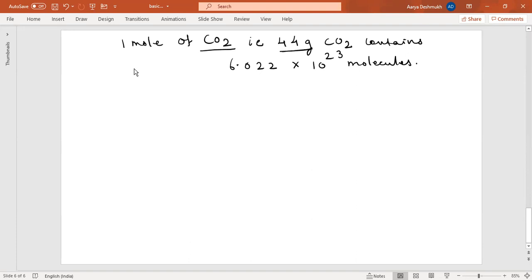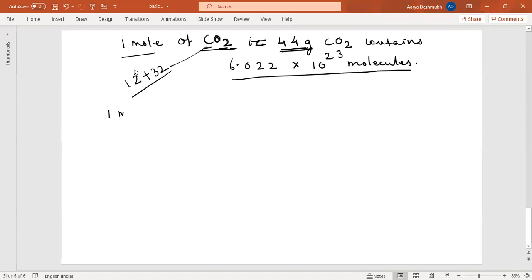So how do I get this 44? This is nothing but the addition of the atomic masses of carbon and oxygen. Carbon is 12, and each oxygen has an atomic mass equal to 16. Since there are two oxygen atoms, 16 into 2 means 32. So 32 plus 12 comes out to be 44 grams. So 1 mole of carbon dioxide is equal to 44 grams of carbon dioxide, and it contains Avogadro's number of molecules.